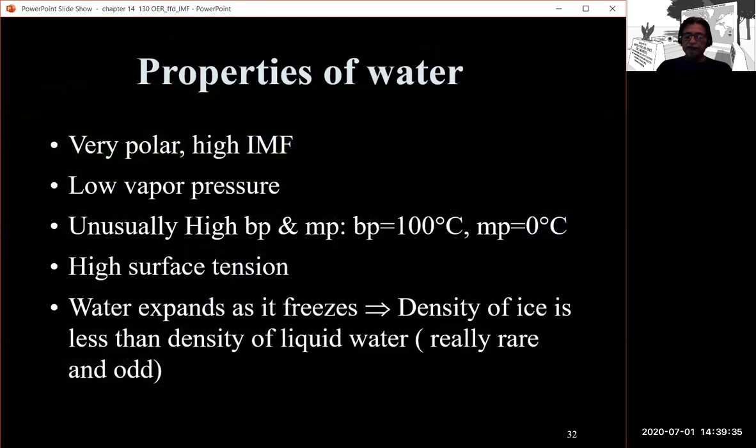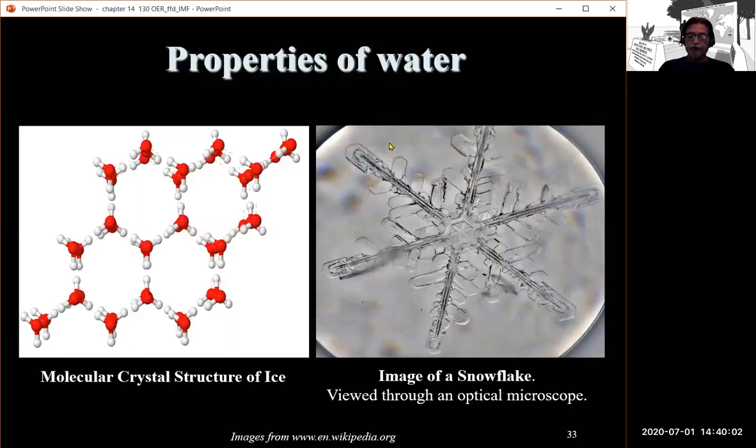Okay, properties of water, like I said, very polar, high IMF, very low vapor pressure, boiling point 100 degrees, melting point 0 degrees, very high surface tension, and one unique property about water is that when it freezes, density gets less and therefore it floats. Not very many other compounds or molecules can do that. There's something unusual about water, very unique. And there are some structures in the solid where water tends to align itself.